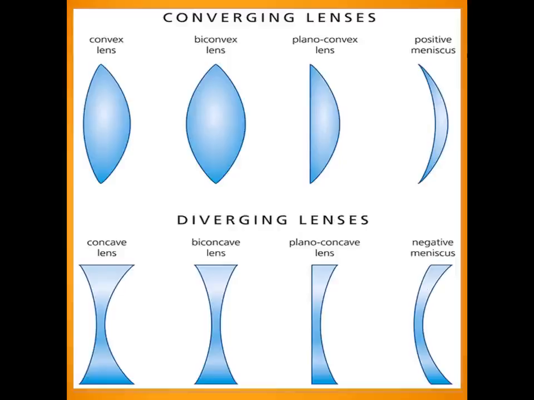These are the types of converging lenses: convex lens, biconvex lens, plano-convex lens, positive meniscus. What are diverging lenses? Concave lens, biconcave lens, plano-concave lens, negative meniscus. These are the different types of lenses. Have you understood, children?